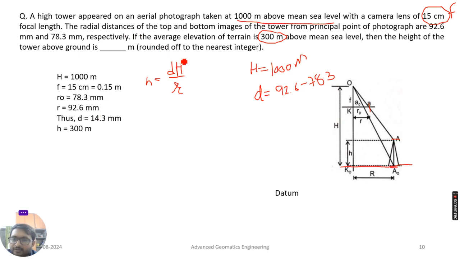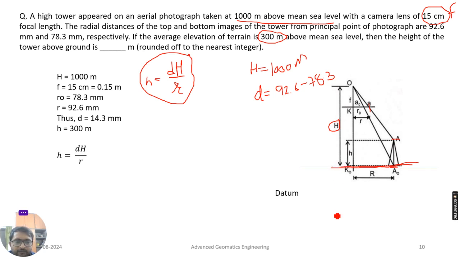So there is a catch in this question. We cannot use this formula directly. When this appears in the exam, the very common mistake is just plugging the values into this formula. Here, the h which is given to you is from the base of the tower, from the terrain. And in the question, what is given to us is that a high tower appeared on an aerial photograph taken at 1000 meter above the mean sea level. So there will be another datum, and from that this distance is given.